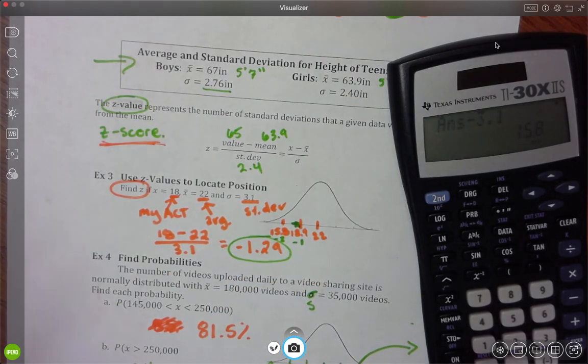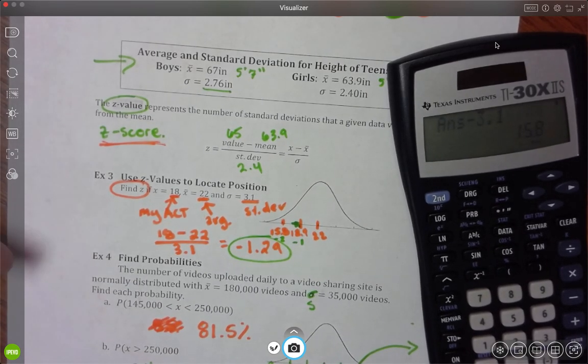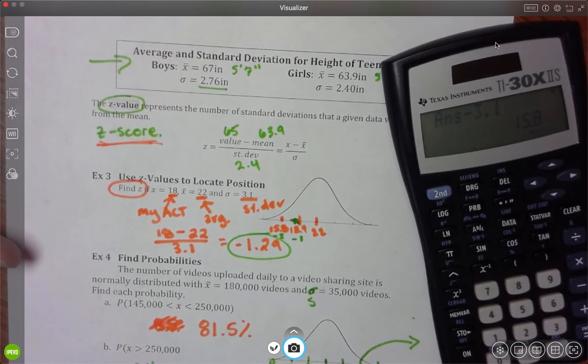I hope that all made sense. If this is completely foreign to you guys, and if you like this stuff, take stats, because we deal with this all the time.